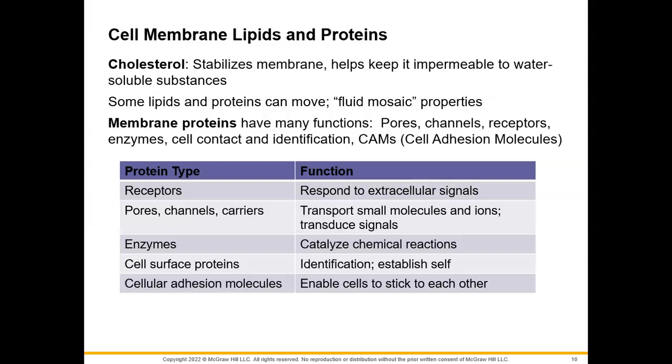Protein receptors respond to extracellular signals, like hormones and neurotransmitters. Pores, channels, and carriers transport small molecules and ions, and they can transduce signals. Enzymes catalyze chemical reactions. Cell surface proteins identify and establish self. Cellular adhesion molecules enable cells to stick together.